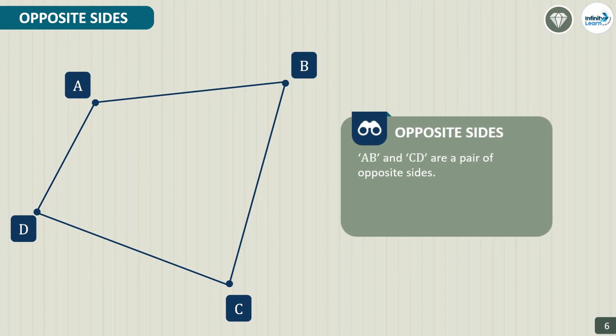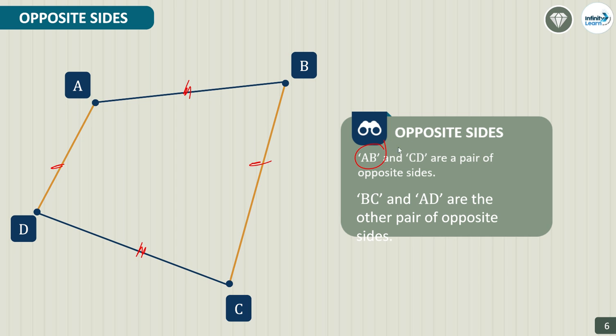Opposite sides. Opposite of AB is which? CD. Opposite of AD is which? BC. Opposite sides are AB and CD, BC and AD.